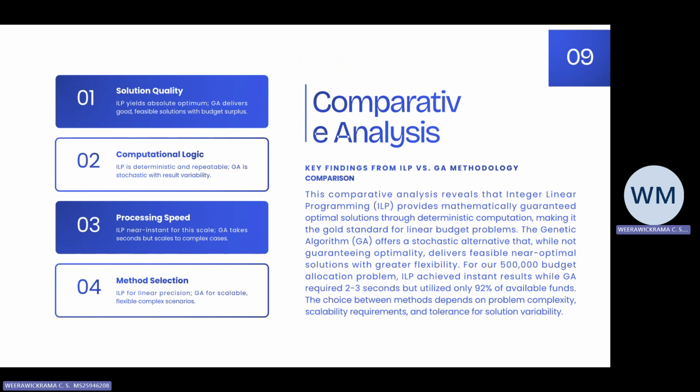So comparing the two methods, ILP is the deterministic gold standard for linear precision, while the genetic algorithm is stochastic and flexible. The genetic algorithm is better for complex nonlinear scenarios in larger datasets.